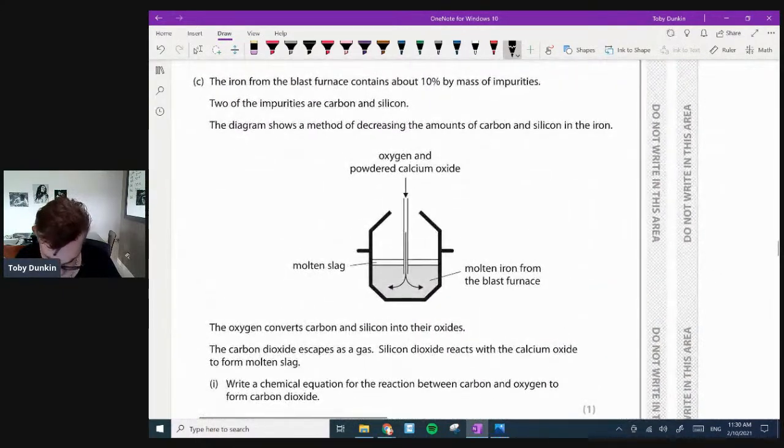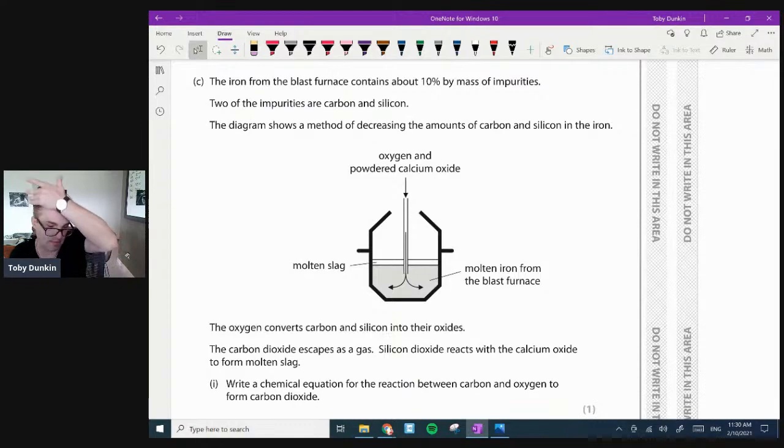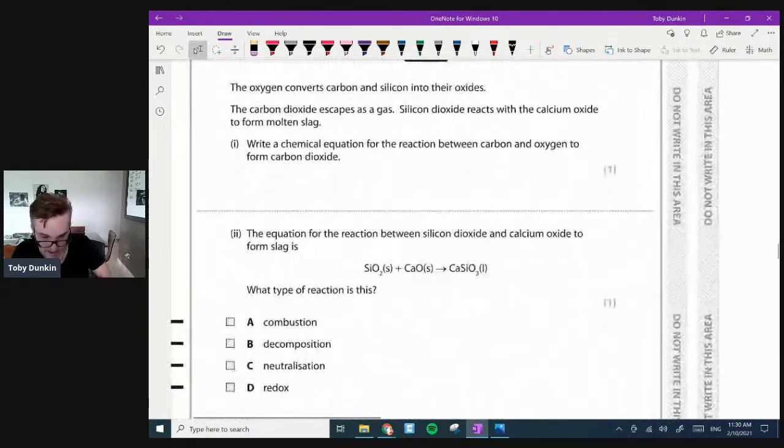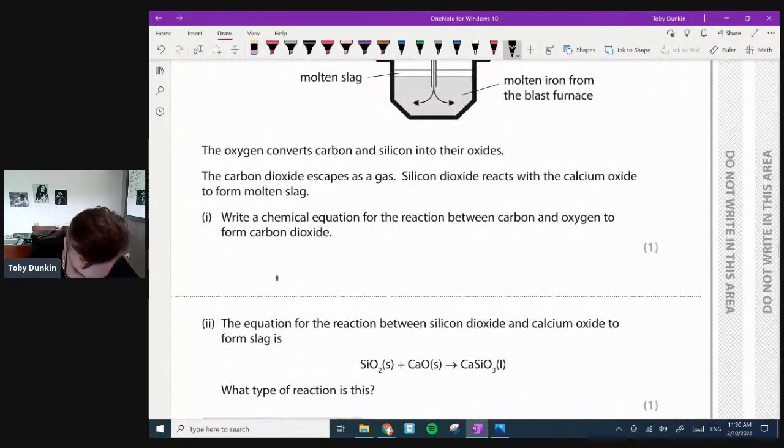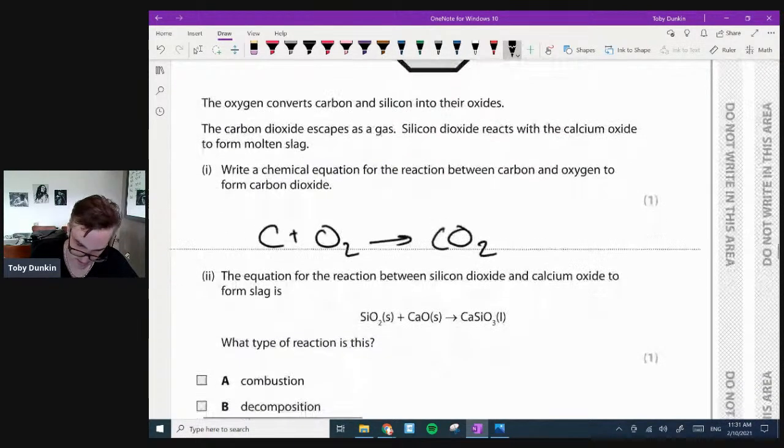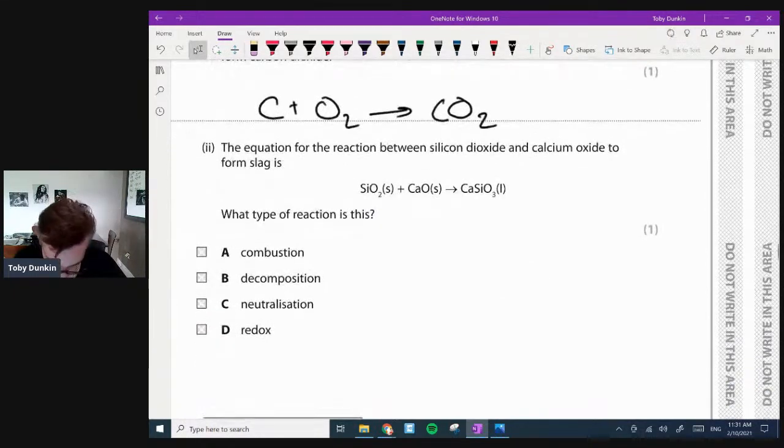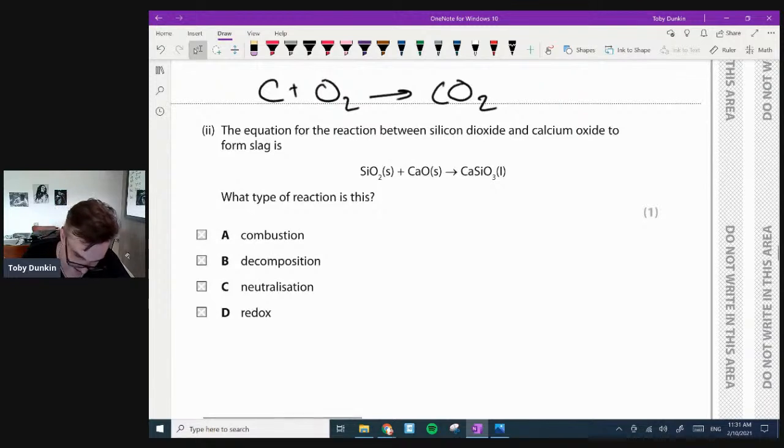So now we're doing, oh, this is interesting. Is this the Bessemer steel process? Wow, it is. I haven't seen that in a while. Yeah, 10% massive impurities. Write an equation for the reaction in carbon and oxygen. That's nice. Form CO2. Done. The equation below. So this one's the removal of sand for this neutralization.